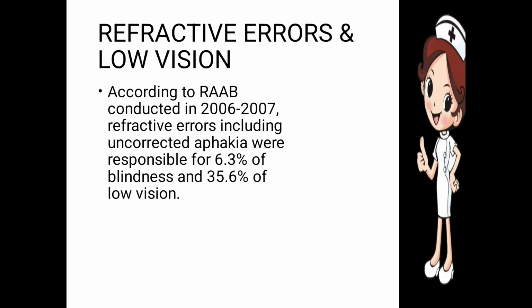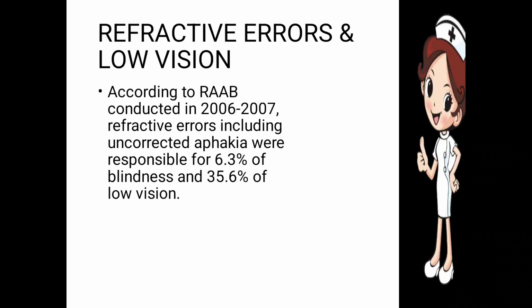Now, refractive error and low vision. What is the role of refractive error as well as low vision in causes of blindness? According to the RAAB conducted in 2006 and 2007, refractive errors, including uncorrected aphakia, were responsible for 6.3% of the blindness and 35.6% of the low vision.